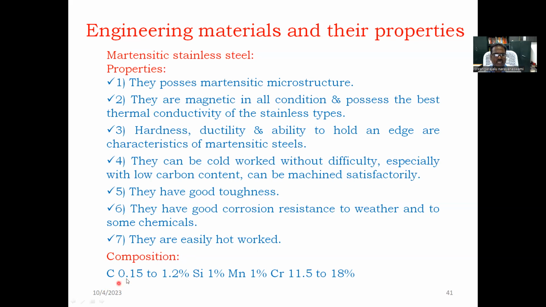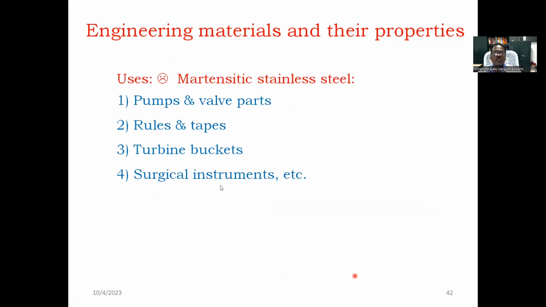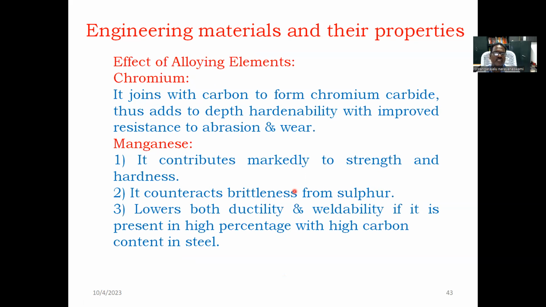Composition: carbon content is 0.15 to 1.2 percent, silicon 1%, manganese 1%, chromium 11.5 to 18%. That is a martensitic stainless steel. Uses of martensitic stainless steel: pumps and valve parts, rules and tapes, turbine buckets, surgical instruments, etc. These are all the uses of martensitic stainless steel.